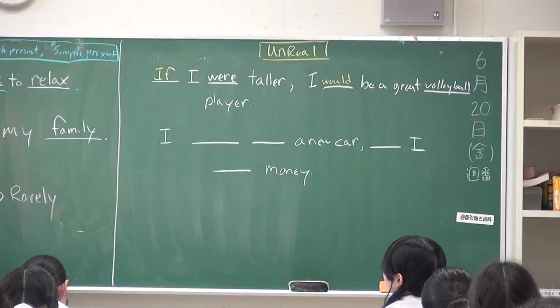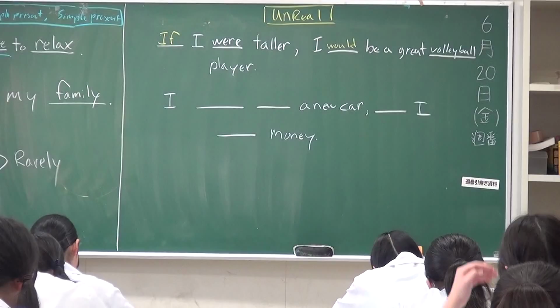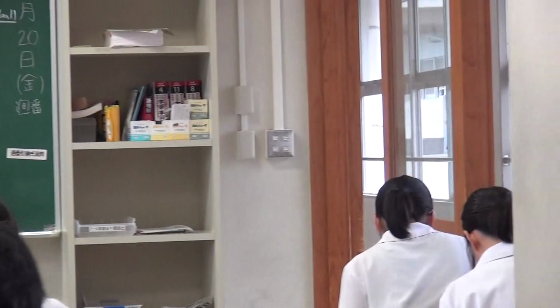So if I were taller, I would be a great volleyball player. Take notice of "would." It's special for this grammar. Alright, next. Second sentence: I would buy a new car if I had money. If I had money.